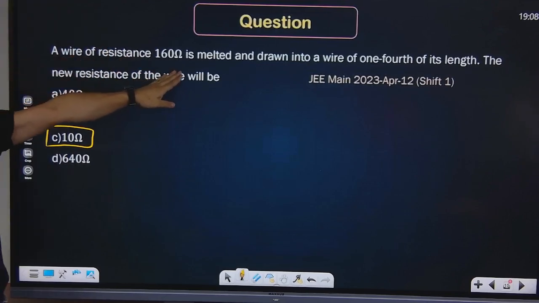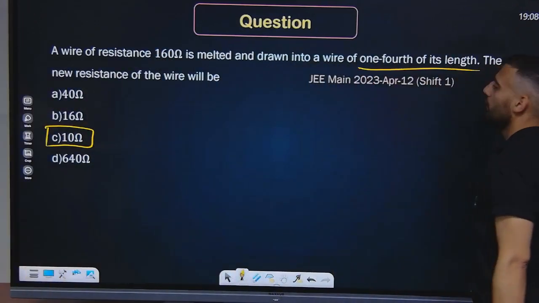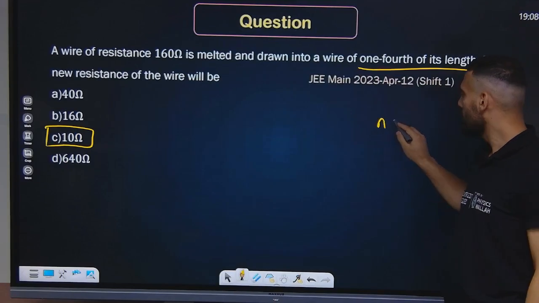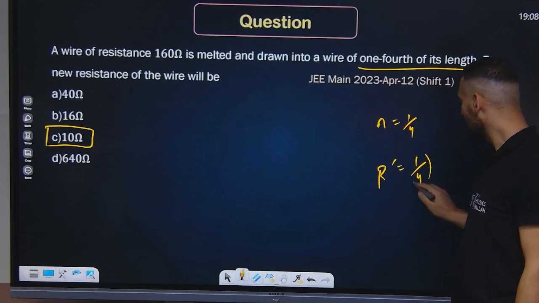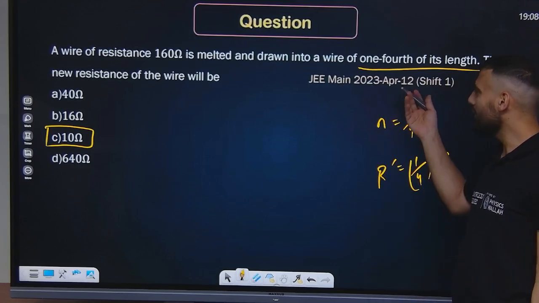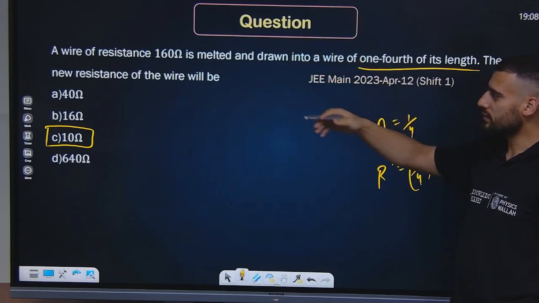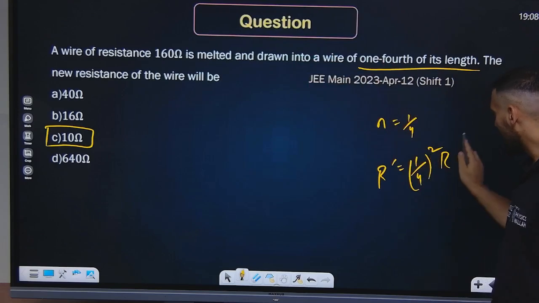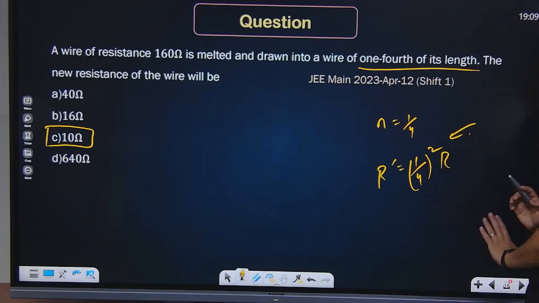See, what is the resistance? 160, 160. New length is? So n is what? We are here just finding n square times origin. This simple formula. But don't do it 1 by 4. Please understand which formula has to be used. N square times origin. N square is 1 by 16 times this, so it is 10. Is it clear?